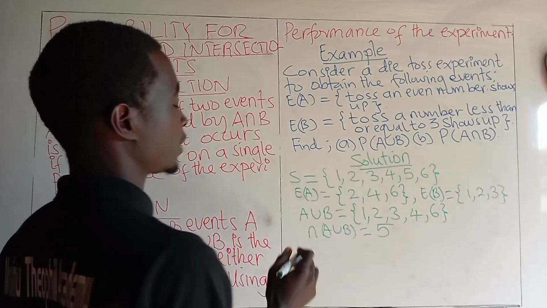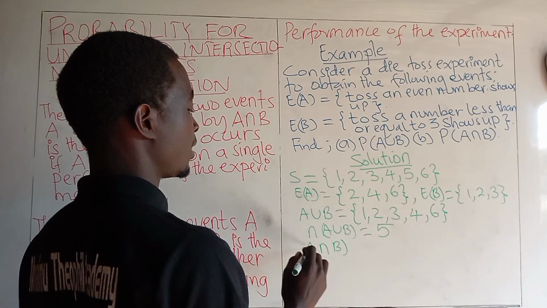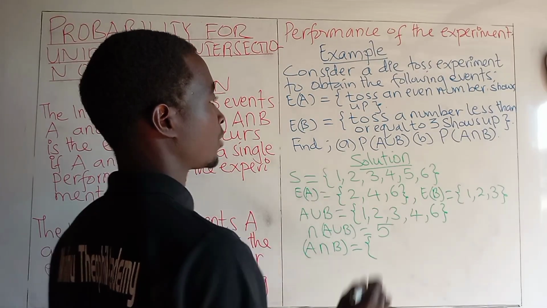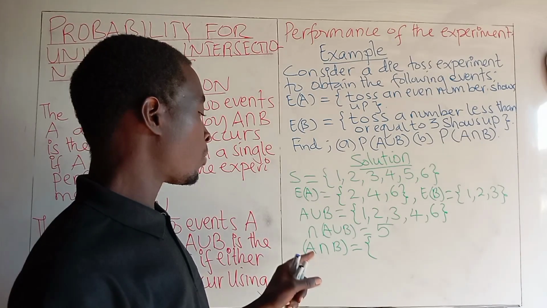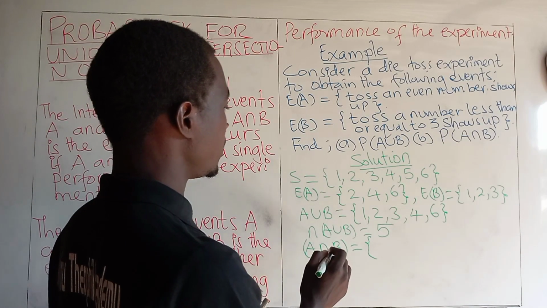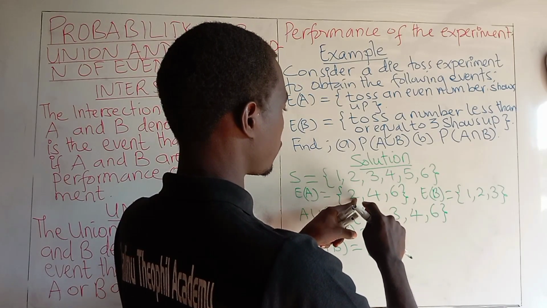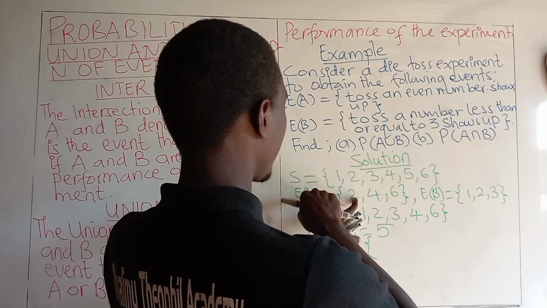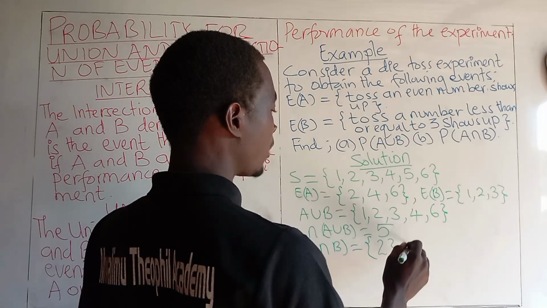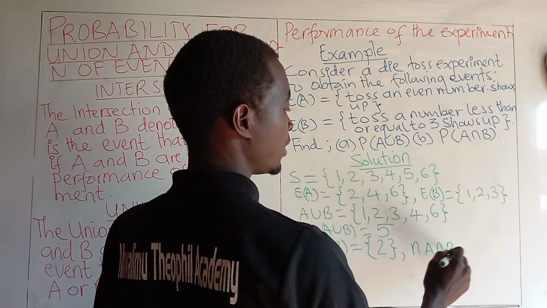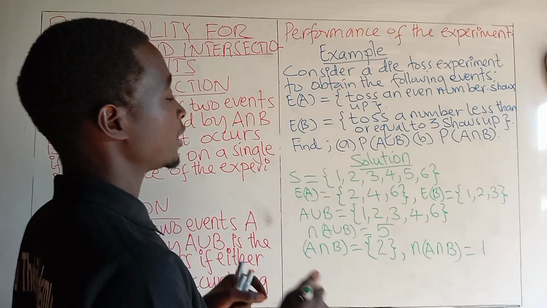After A union B, let us find A intersection B. Here we find the elements which are common to both events or both sets. The element which is common to A and B, as you see, is 2. So A intersection B contains only one element, which is 2. Now the number of elements in A intersection B is only 1. So let us find the respective probabilities as asked.